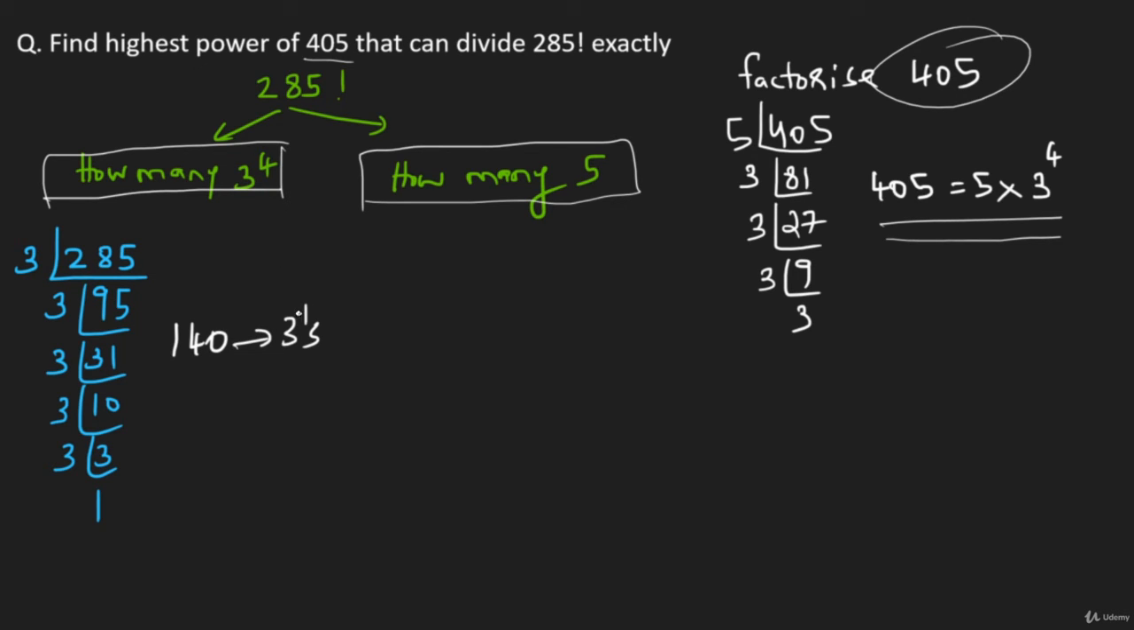Now we don't just need 3s, we need groups of four 3s, right? So that's 140 by 4, which is equal to 35. So I have 35 groups of 3 to the power 4. So this over here is 35. Now let me see how many 5s I have.